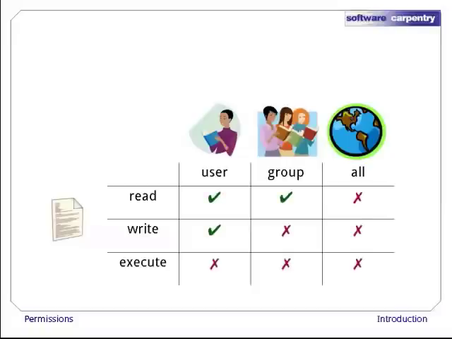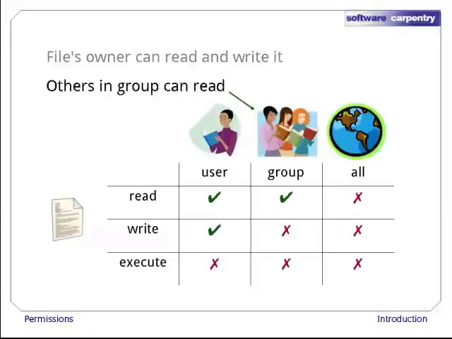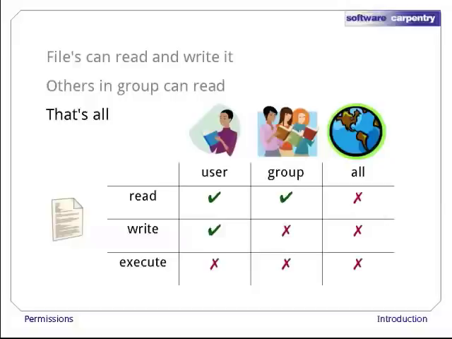For example, one file's permissions might be on or off as shown in this table. This means that the file's owner can read and write it, but not run it. Other people in the file's owning group can read it, but not modify it, and nobody else can do anything with it at all. Let's have a look at this model in action.